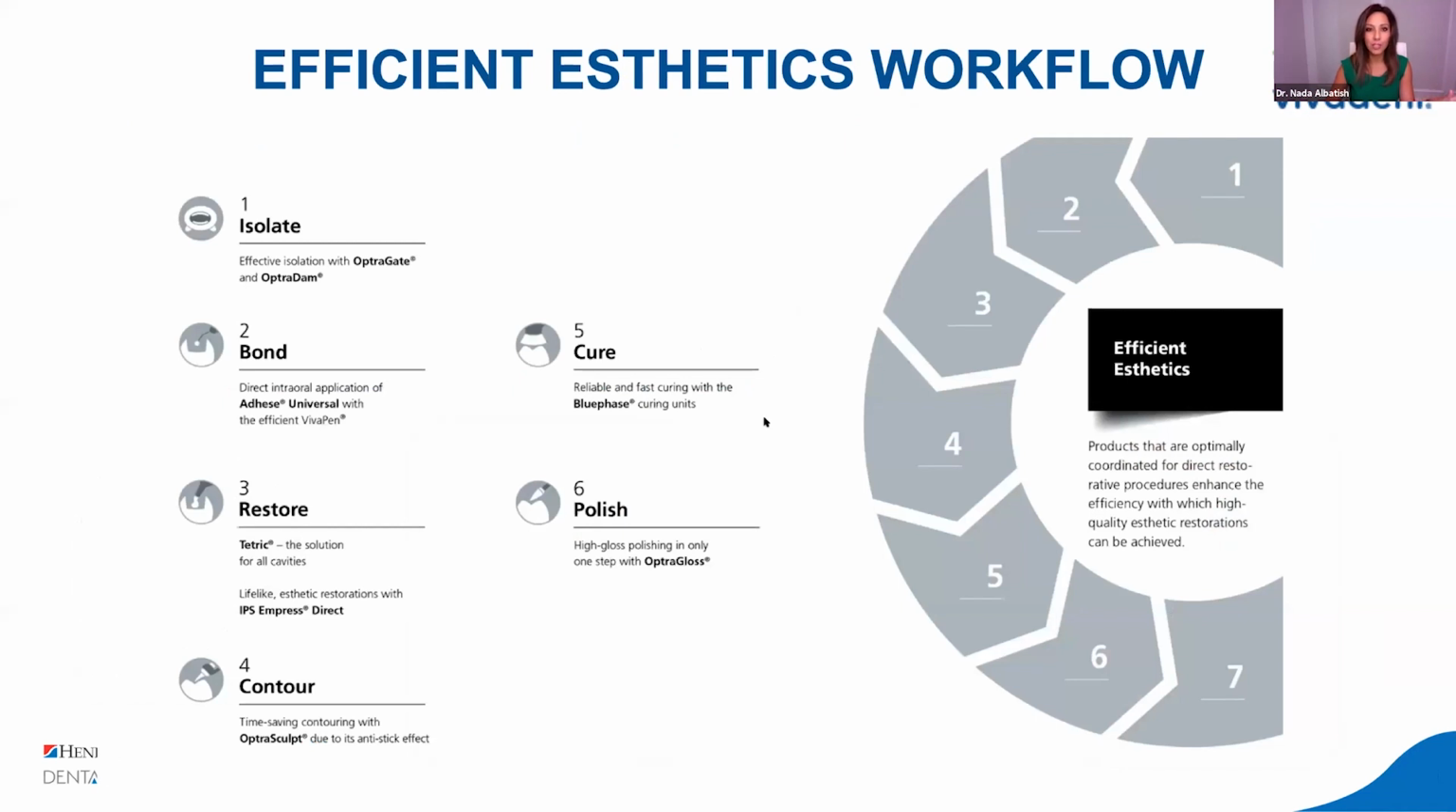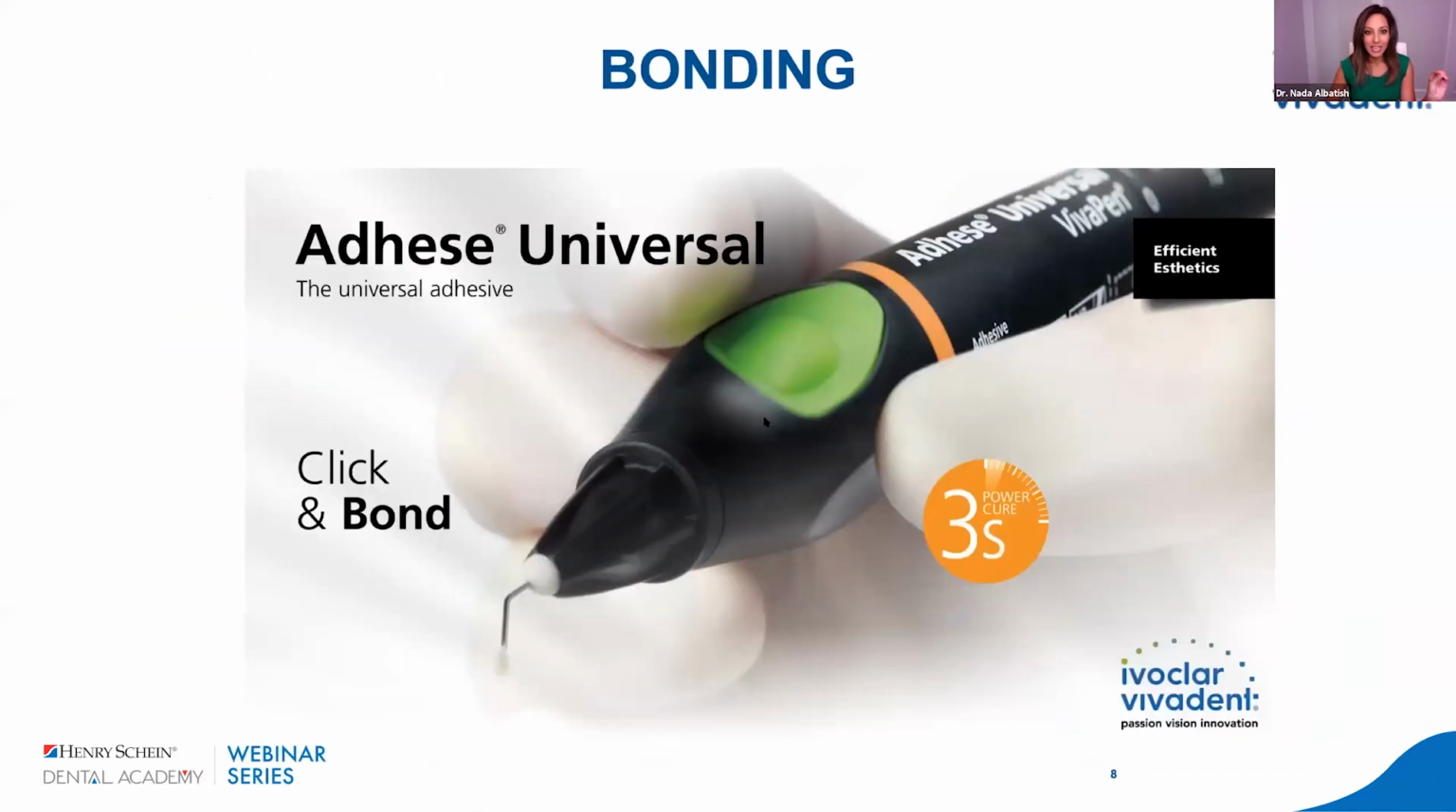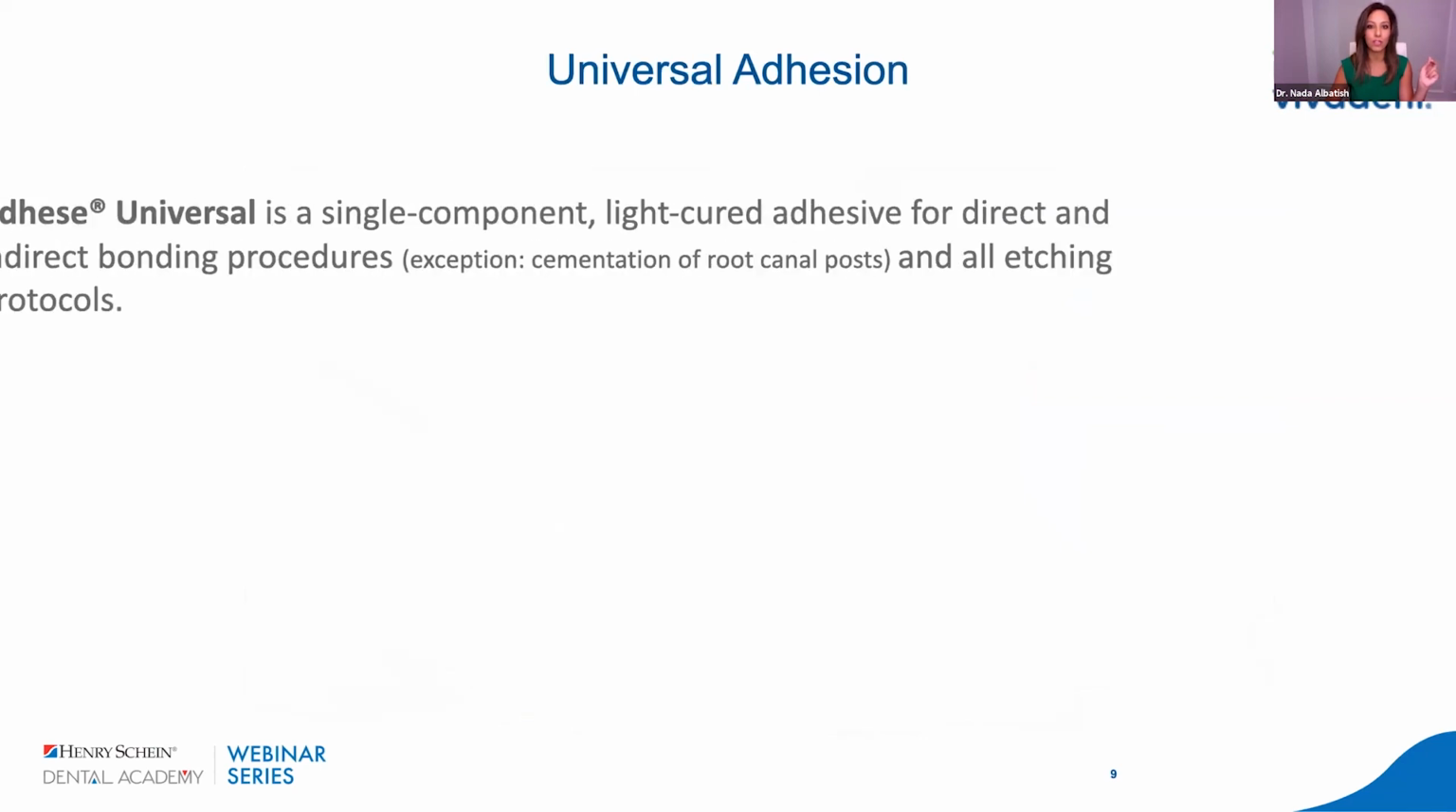We'll move right into bonding. So there is an incredible bond called Adhese Universal that is part of this efficient aesthetics workflow that I'm talking you through today. And what this is really, it's a bonding pen. It's called a Vivapen. And there's so many parts to it that are unique, make it easier for you to use, and faster and more efficient, and still really high quality, reliable bonding for your restorations.